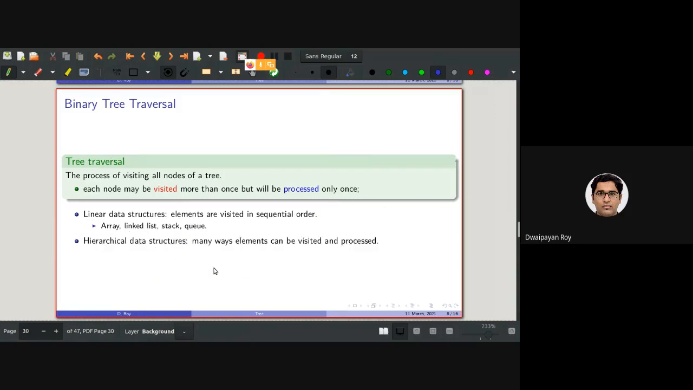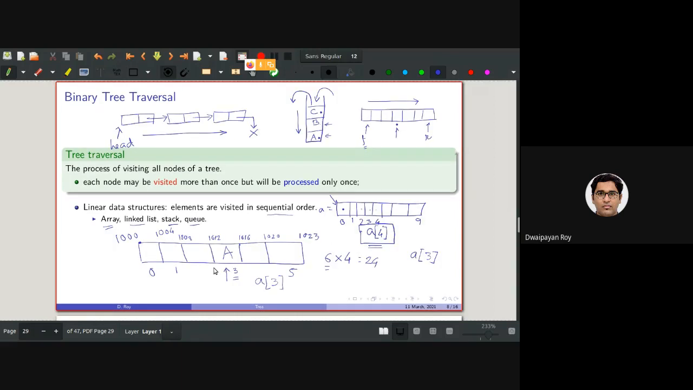All right. So for the hierarchical data structures, there are many ways an element can be visited, unlike linear data structures, where every time it is linear. For a linked list, it is linear. For an array as well, it is linear from left to right. For a stack, it is also linear, but if we consider the pictorial view of a stack, it is from top to bottom. And for a queue, it is the same, from left to right.